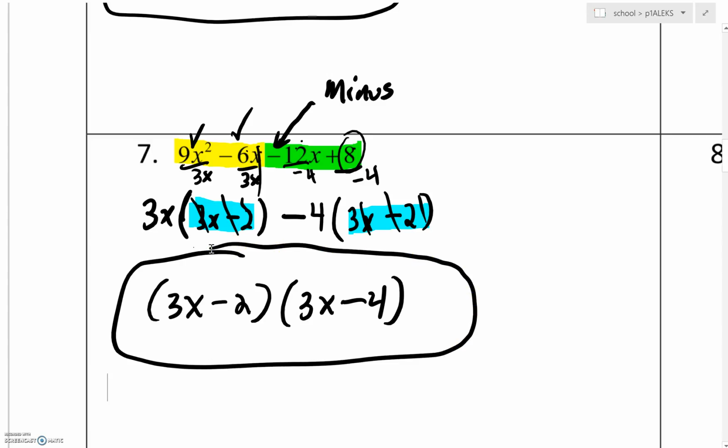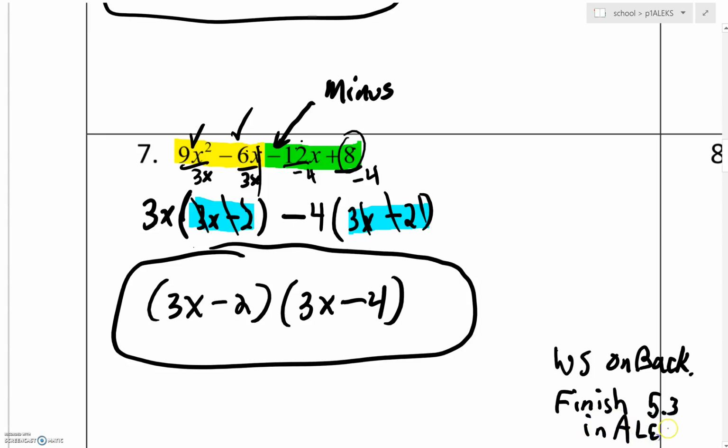So we're not going to do every single problem on this note sheet. But on the back, we do have something very different. In Alex, we don't have an assignment. This is a paper copy assignment. So we're going to do the worksheet on the back for homework. I'm going to be checking it in. Many students have yet to finish 5.3 in Alex. So that's really what we're going to be doing for the rest of the period.